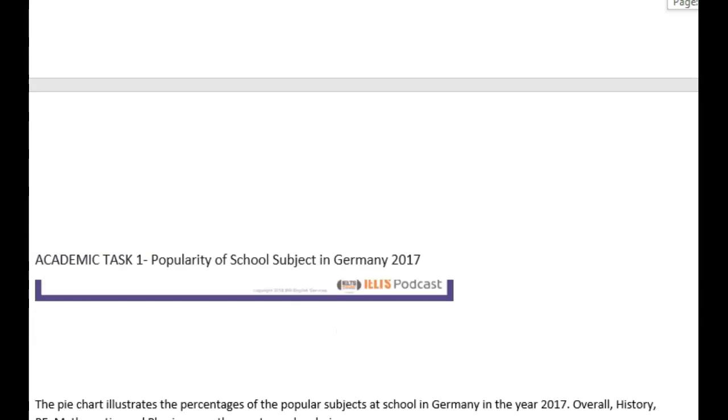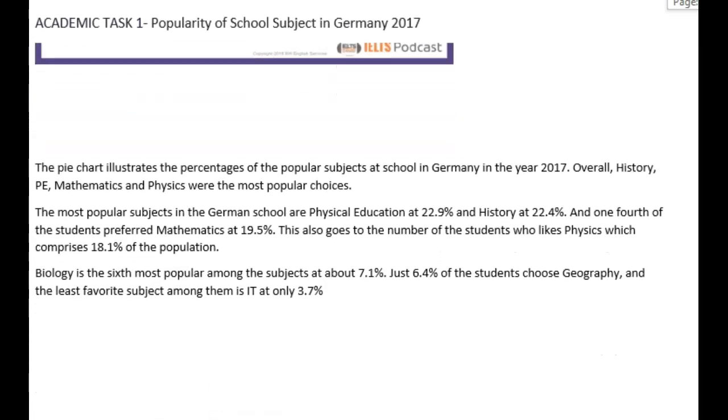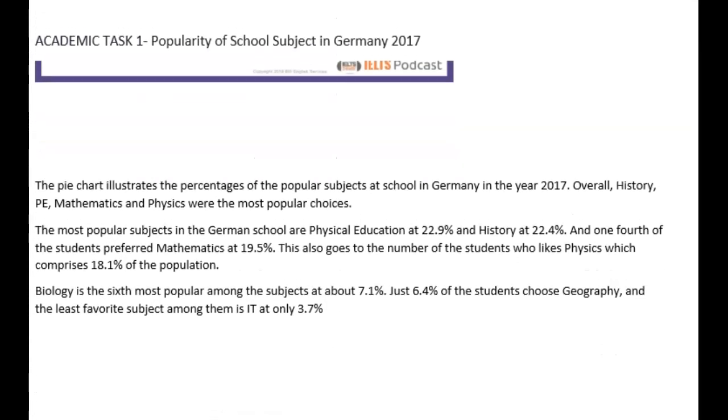Let's take a look at your task 1 about the school subjects in Germany. The pie chart illustrates percentages of the popular subjects at school in Germany in the year 2017. Overall, history, PE, mathematics, and physics were the most popular subjects.